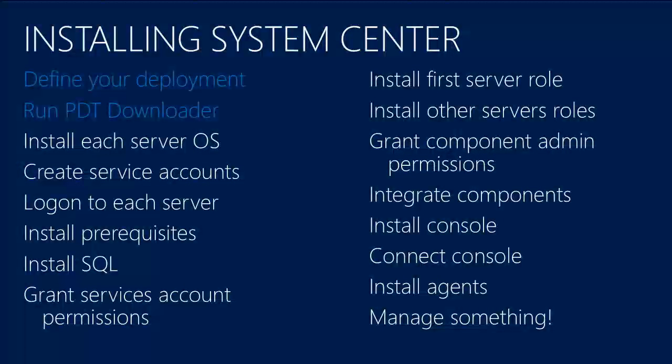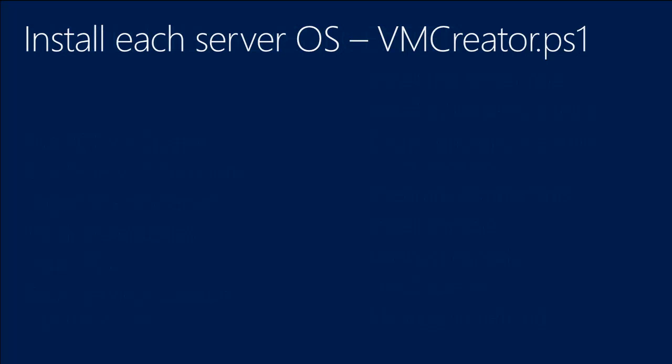So now I've got all the bits I need to do my installation. Next thing is I need to install a bunch of server OSs. And PDT doesn't care what you install to. The only thing it requires is that you have servers that you're installing against. If they're existing servers, if they're physical servers, if they're virtual servers on Hyper-V or any other platform, as long as they're the right Windows Server version, we don't care.